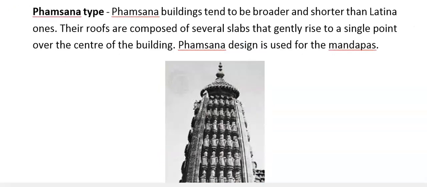And then we have Pamsana type. Here the main thing to be noticed is that the building is broader and shorter than Latina, and roofs that are composed of slabs rise to the center of the building at a single point. And this type of design is used to build the mandapas, and then it slopes upwards on a straight incline.